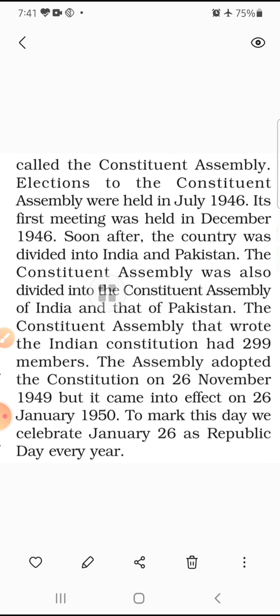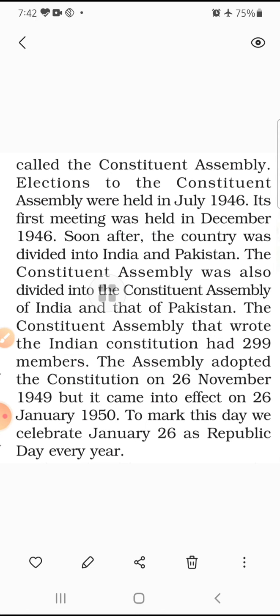We know that the riots took place in this particular year, and India got partition from Pakistan and it became a separate country. Pakistan became a separate Muslim country, because of religion, and the Constituent Assembly was also divided into the Constituent Assembly of India and of Pakistan. The Constituent Assembly which wrote the Indian Constitution had 299 members. The Assembly adopted the Constitution on 26 November 1949 and it came into effect on 26 January 1950.